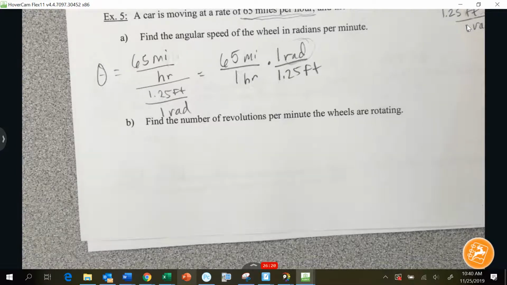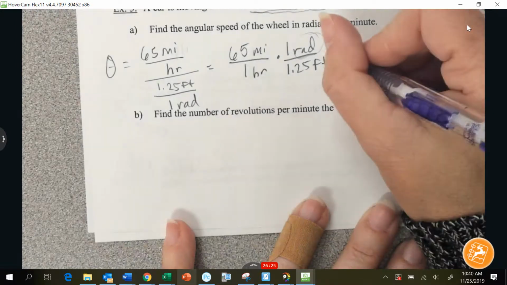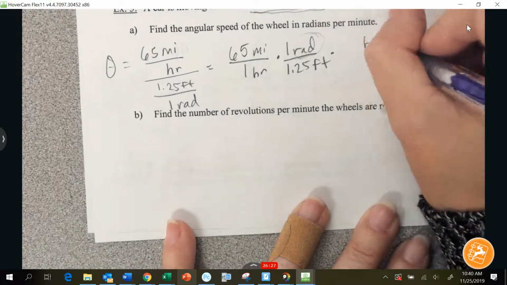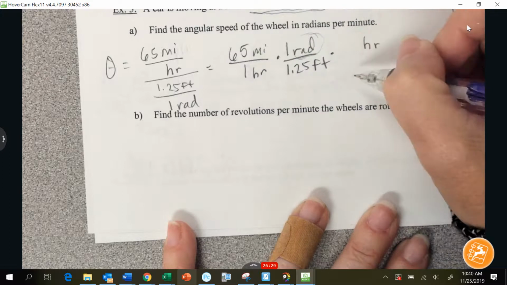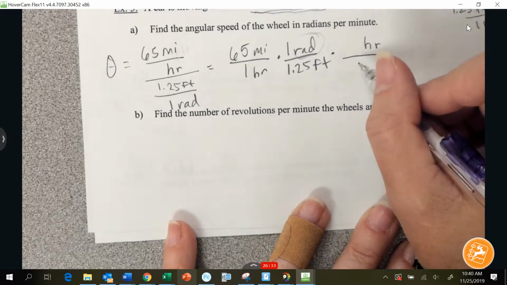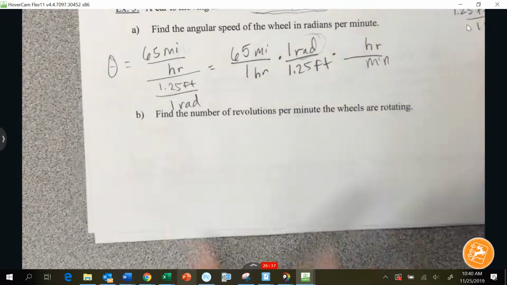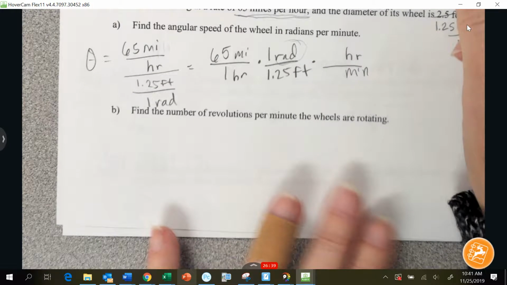Hours. I need to convert hours, right? And I need to not have miles or feet. So we'll do that second. To get rid of the hours, to convert to, what do we want, minutes? We'll just make a conversion factor where there's 1 hour and 60 minutes.